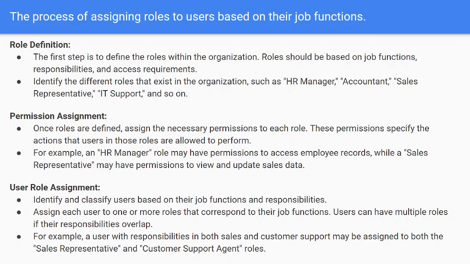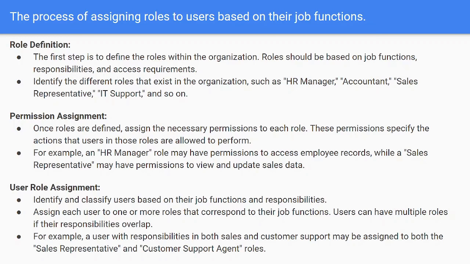So the next step is to do permission assignment. Once you define the roles, once you say, okay, these are the roles I have in the organization, and these are the job descriptions assigned to these roles, now let's create permissions. Permissions are basically the job description in a digital format.